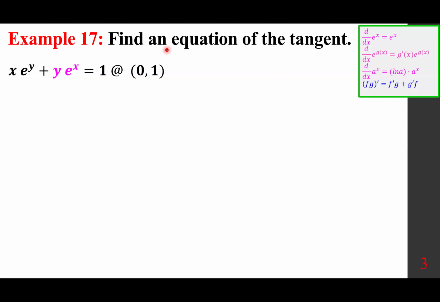Find an equation of a tangent. And in short, you need two things. You need a point which is given, 0, 1, and you need the derivative. To find the derivative, you differentiate, and you differentiate in this case implicitly. This is x times e to the power of y.